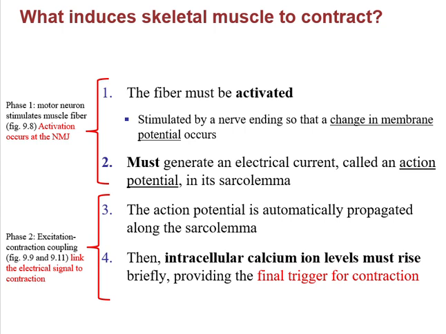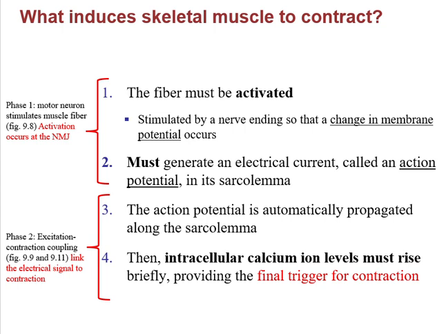Once you have that action potential, once you have that electrical current, you can move on to phase 2, which is excitation-contraction coupling. This is going to link the electrical signal, the current that we just got called an action potential, to contraction. So the action potential is going to automatically propagate or move along the sarcolemma, and the sarcolemma is connected to T tubules. So that means that the action potential, the electrical current, can then travel inside the skeletal muscle cell.